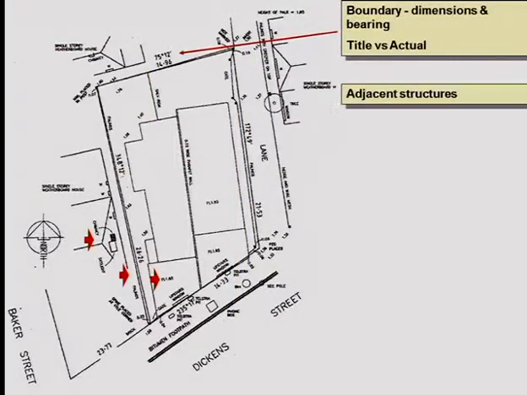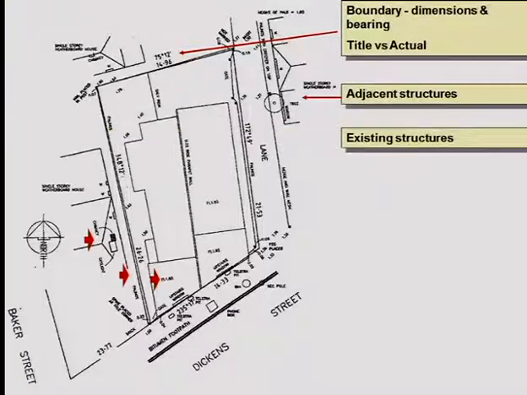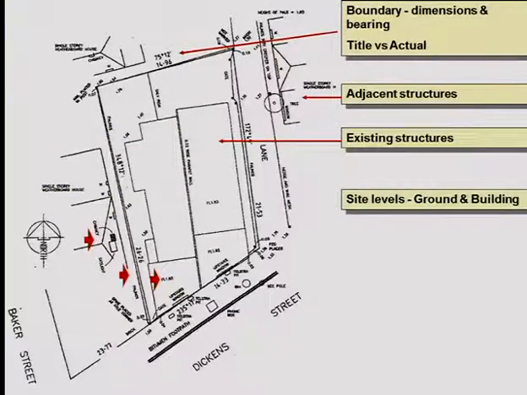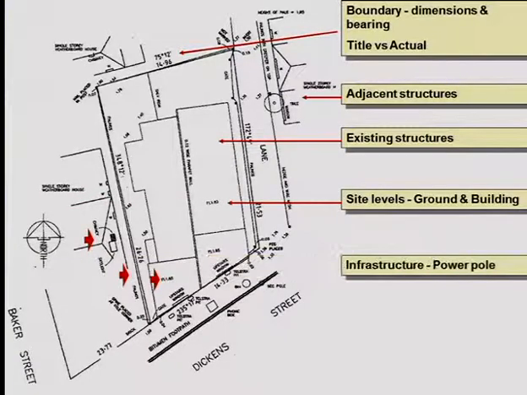So this title versus actual is important. Where the adjacent structures are, you need to know that. Here's an existing building on the site. You need to know where the levels of the site are in order for you to design the building.